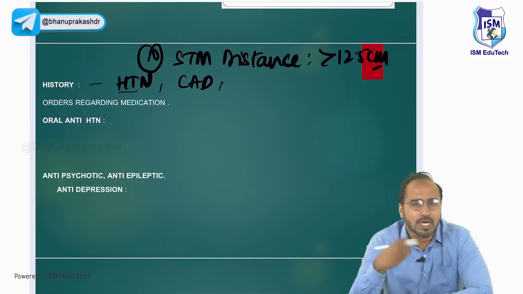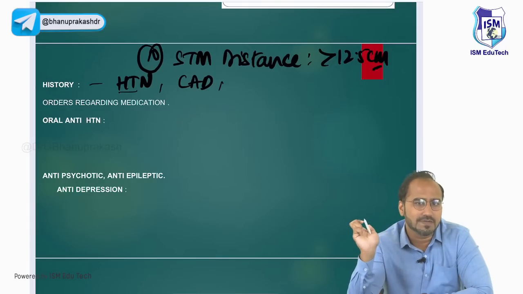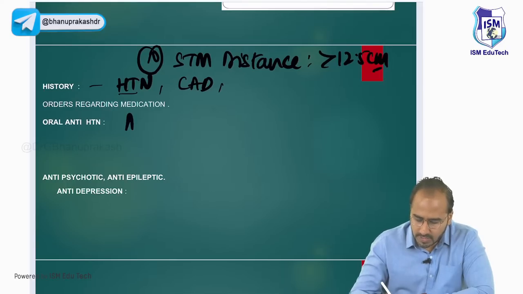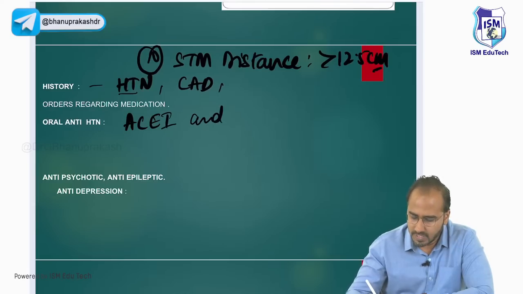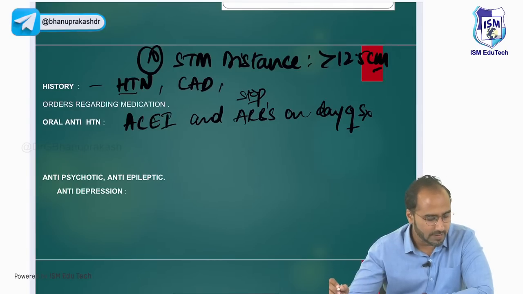If the patient tells, yes doctor, I am having hypertension, advise him softly. Say what? Take all antihypertensive medications except two medications that need to be stopped on the day of surgery. What two medications, guys? What two medications need to be stopped? ACE inhibitors and ARBs. ACE inhibitors and ARBs you have to stop on the day of surgery.